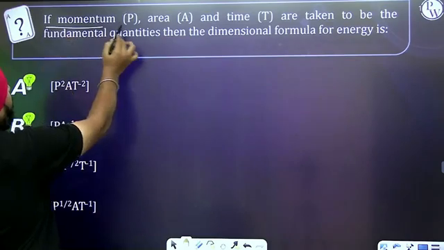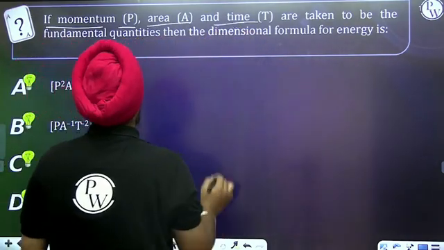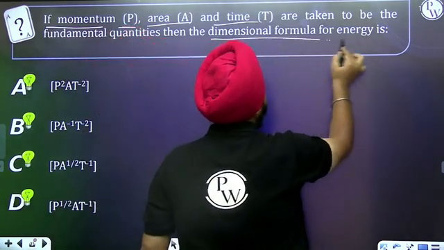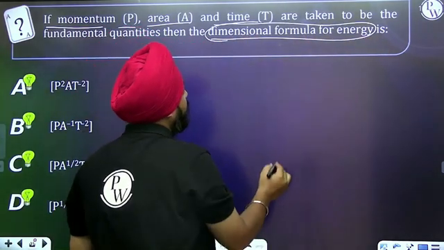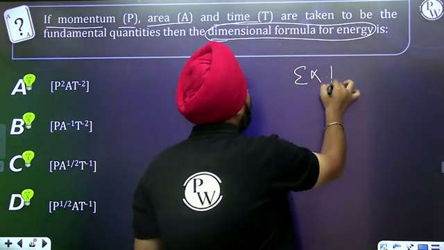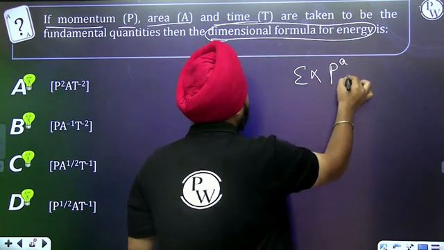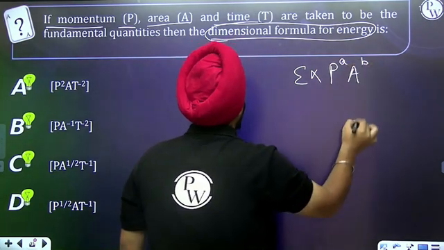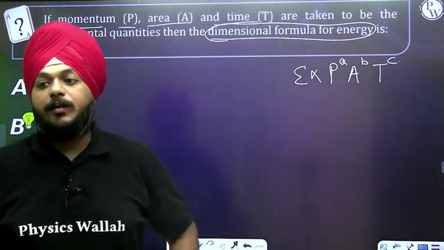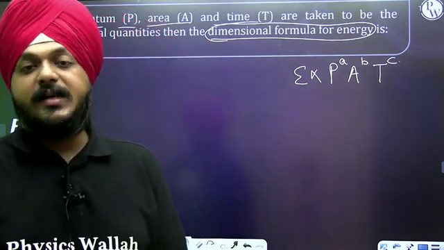Momentum, area and time are taken to be the fundamental quantities. Then what is the dimensional formula of energy? Energy is directly depending on momentum, area, time. P is momentum, A is area, T is time.